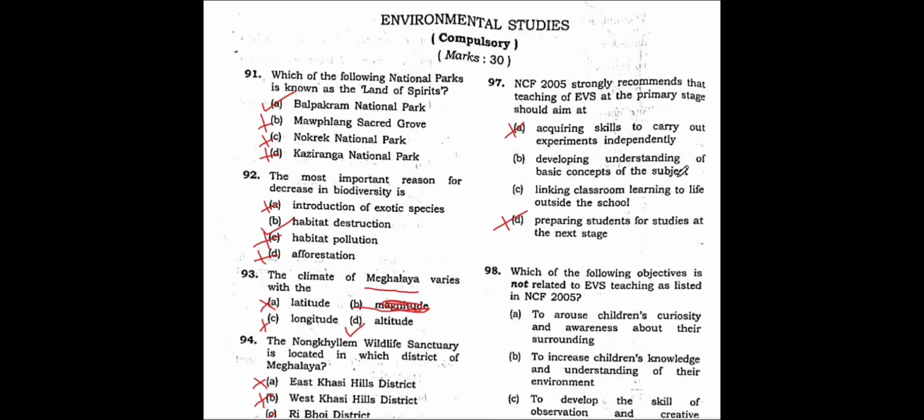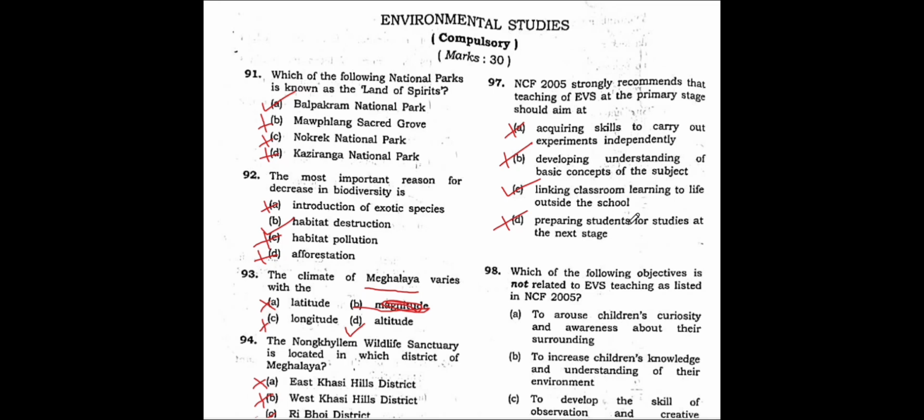Developing understanding of basic concepts of the subject? No. We have a better option than this. Then the best option is linking classroom learning to life outside the school. Whatever we are learning should not start and end in the classroom. We should carry it forward, in the home, in the family, in the society, with our friends.